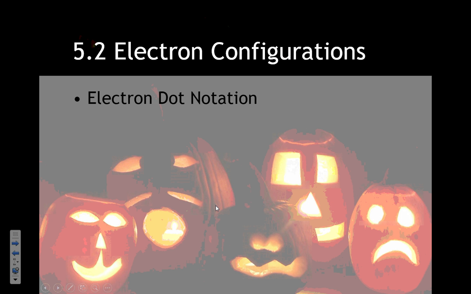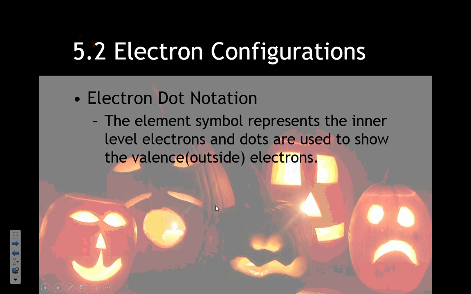Okay, that brings us to our final configuration. And this is the most abbreviated of them all, so it's the quickest and easiest to do once you really learn how to do it. And that's the electron dot notation. Remember, this is not in this chapter in the book, but it makes perfect sense to talk about it with what we're doing in this chapter.